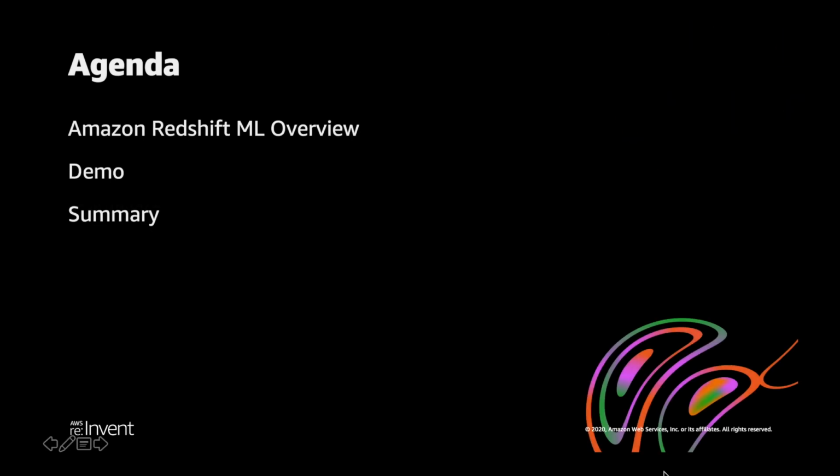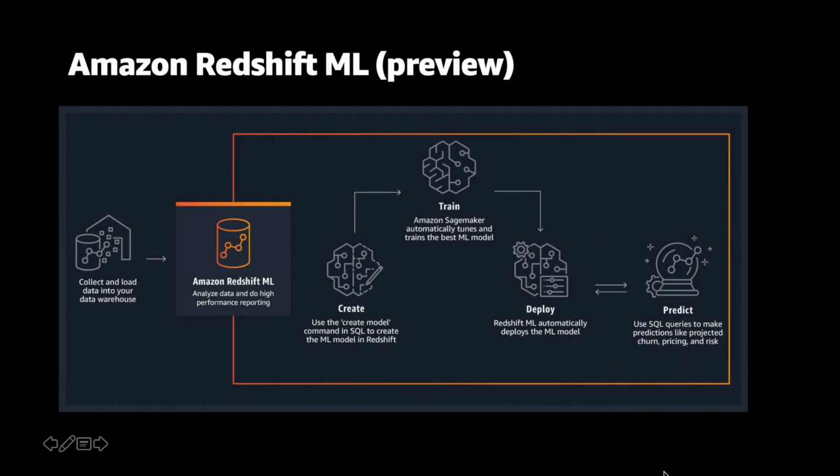Amazon Redshift is an industry-leading, fast, fully managed cloud data warehouse that makes it simple and cost-effective to analyze all your data using standard SQL and your existing business intelligence tools. Amazon Redshift's ML feature allows SQL users, such as data analysts, database developers, and data scientists, to create, train, and deploy machine learning models using familiar SQL commands.